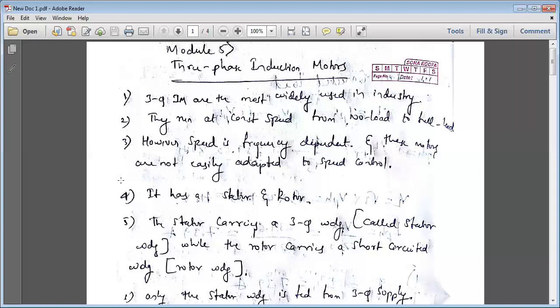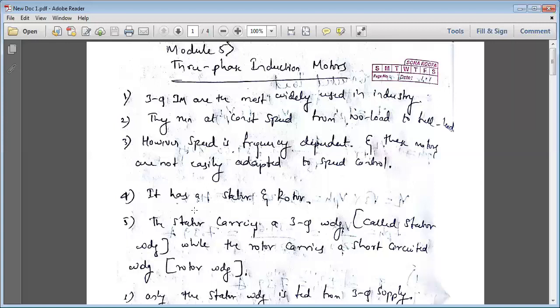And coming to the next point, as we know, in every electrical machine there are two parts, that is stator and rotor. Similarly, in induction motors, we have two parts, the stator and rotor. So what do you mean by stator? The stator is the stationary part of the machine, and the rotor is the rotating part of the machine, in any machine.